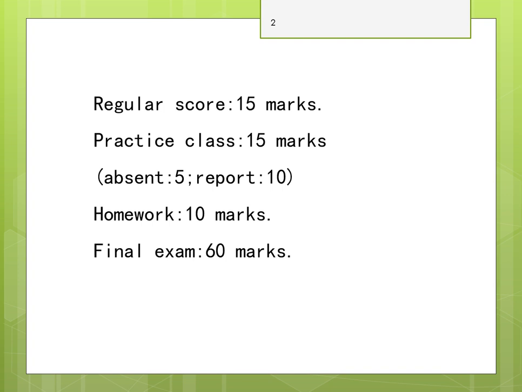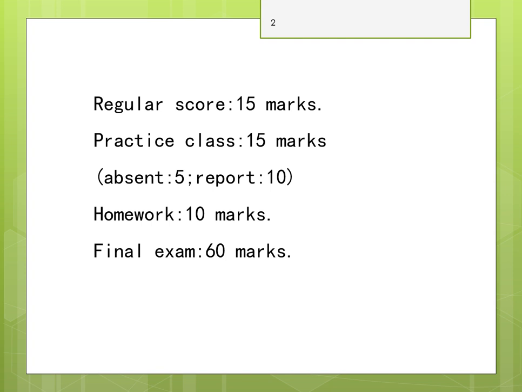In our course, the full marks for medical statistics will be 100 marks. I divided that into 4 parts. The first one is your regular score. That will be 15 marks. So that means if you are, for example, absent from our class, you will lose some points.